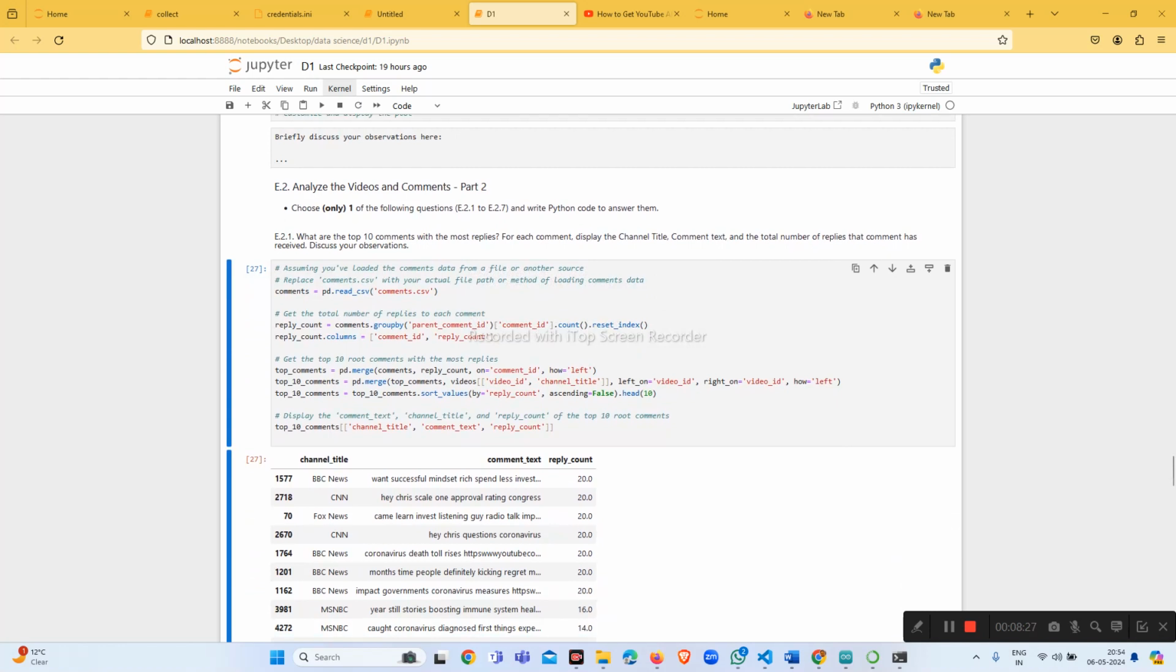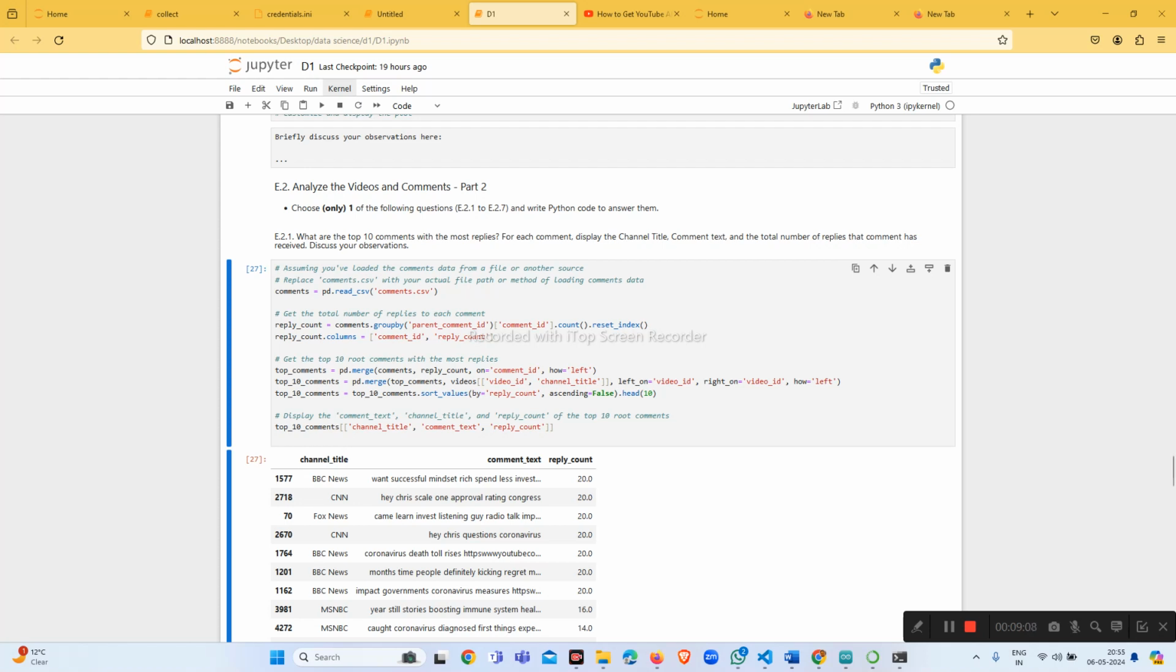Discuss your observation. So this code segment analyzes the comment data by first calculating the total number of replies to each comment, and then identifying the top 10 root comments with the highest number of replies. It achieves this by grouping the comments by their parent comment ID and counting the occurrences to obtain the reply count. Next, it merges this reply count data back into the original comment data frame, and extracts additional information such as video IDs and channel title from the video data frame.